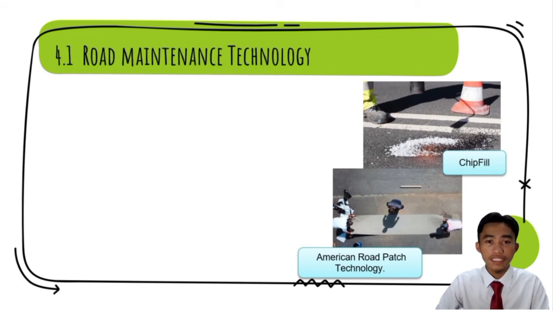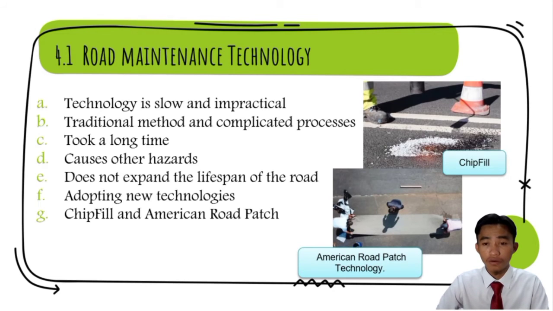Next, road maintenance technology. In Malaysia, the adaptation of road maintenance technology is slow and impractical. We still use the traditional method and complicated processes. It takes a long time, causes other hazards, and does not expand the lifespan of the road. In another country like America, they are adapting new technologies in their civil engineering prospect. Sheffield and American Road Patch are a few examples of the new technology that has been adapted there but not in Malaysia yet.